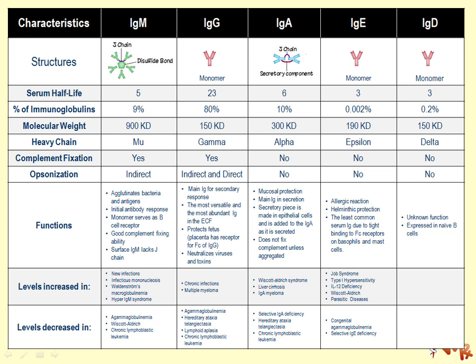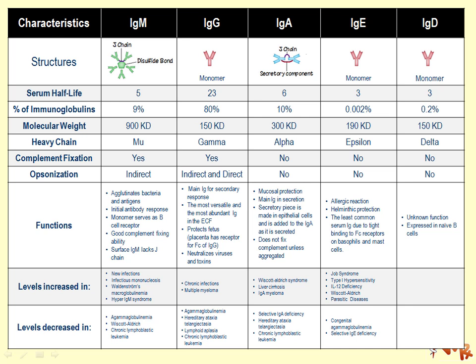So if they ask you on the exam, between the two, IgM and IgG, which one is more potent opsonizer, you're going to say IgG. The other antibodies don't have opsonization function.